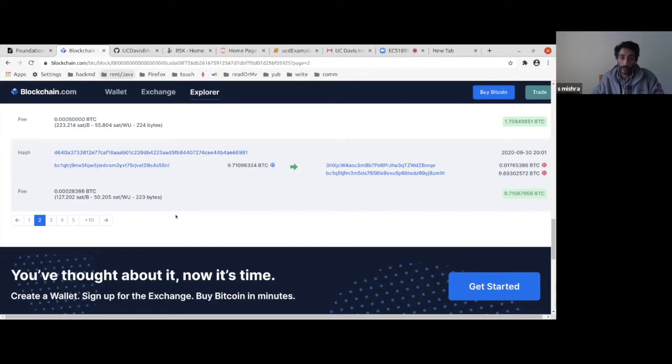Some of the things that we care about, especially to understand how security works in Bitcoin, is to look at specific fields from the block. Specific fields we care about are the hash of the block, the timestamp of this block.